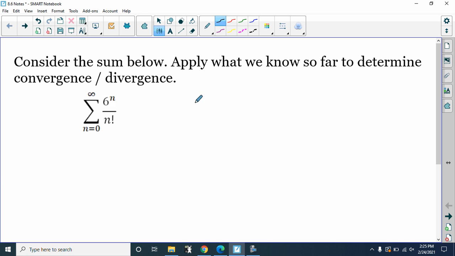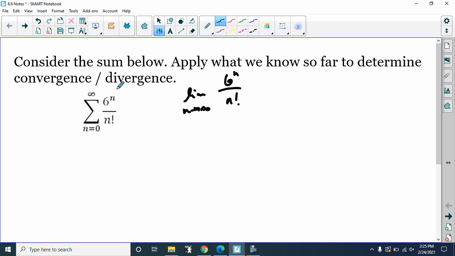So the first thing we might check is the limit as n goes to infinity of the sequence 6 to the n over n factorial. If it's anything but 0, we know that this series diverges. We can't really use L'Hopital's rule because we don't know how to take the derivative of n factorial.